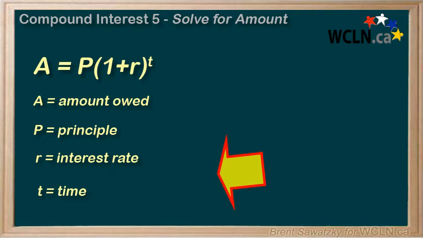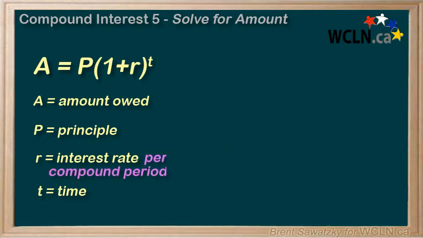Let's add that to their description here. R becomes the interest rate per compounding period. And then T would be the time involved with this loan, but it's in compounding periods. That is, T equals the number of compounding periods in the life of the loan.